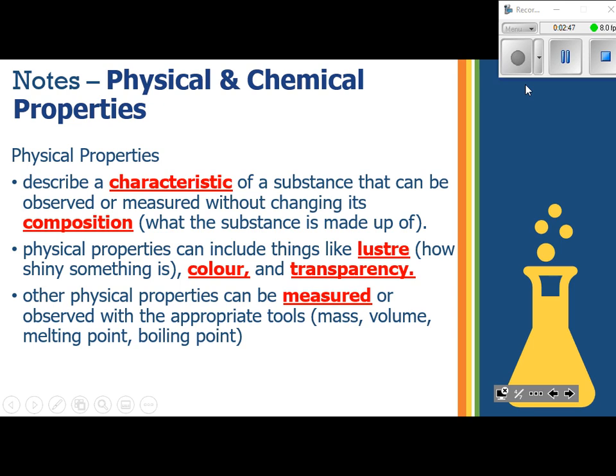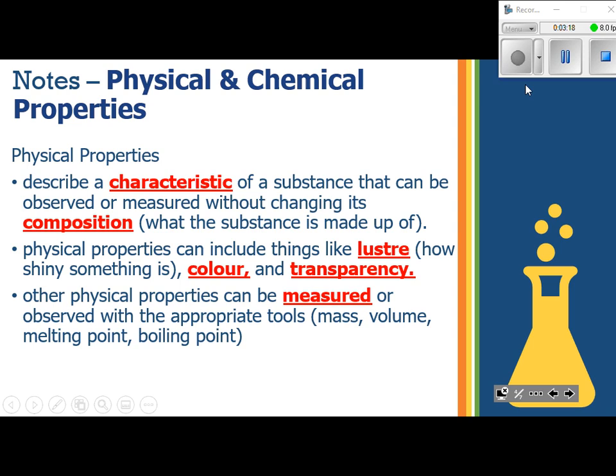They can include things like luster, how shiny something is. So if I was looking at a piece of metal like aluminum, think of aluminum foil, I might say that that's shiny silver, that would be the color, but it's not transparent, right? I can't see through the aluminum like I can see through glass or water. And sometimes things like Kool-Aid, a juice, would be clear, it would have transparency, I could see through it, but it might be red if it's cherry Kool-Aid.